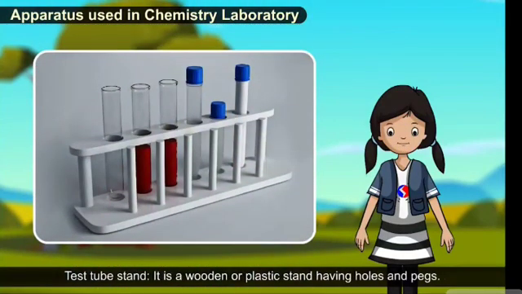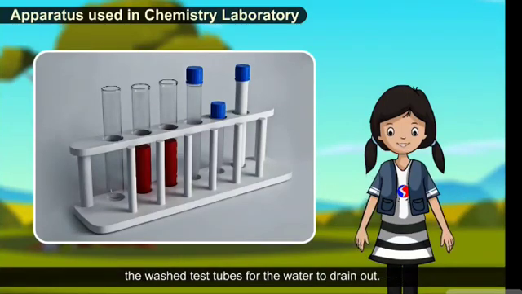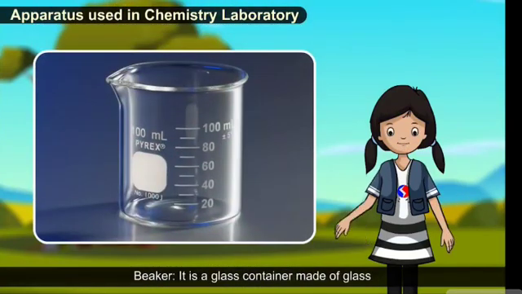Second, test tube stand. It is a wooden or plastic stand having holes and pegs. Holes are used to hold several test tubes and pegs are used to place the washed test tubes for the water to drain out.